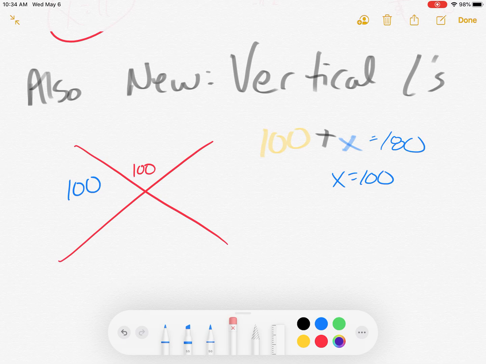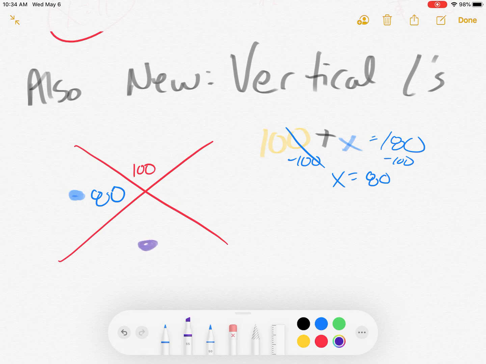Okay. Oh, excuse me. Math error. Back that up. When I subtract 100, minus 100 minus 100, you get x equals 80. Sorry about that. Okay, now let's say that we'll call that one the blue angle. Now let's say we want to find this purple one here.